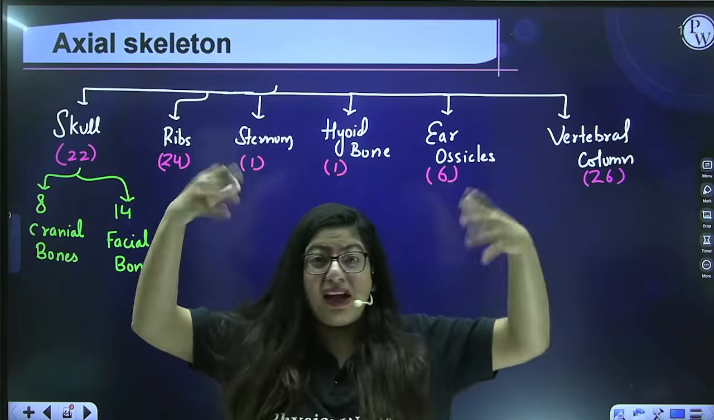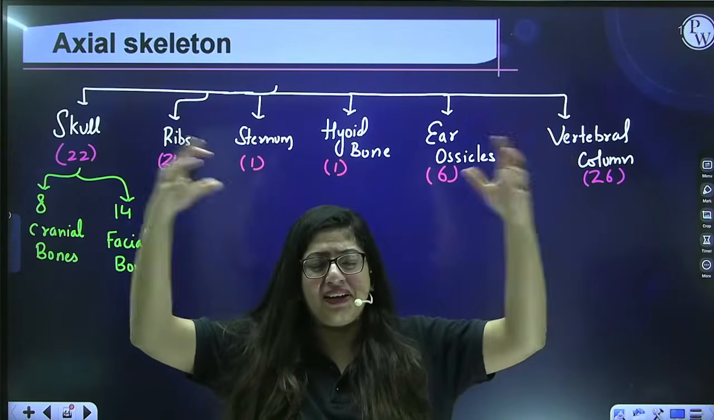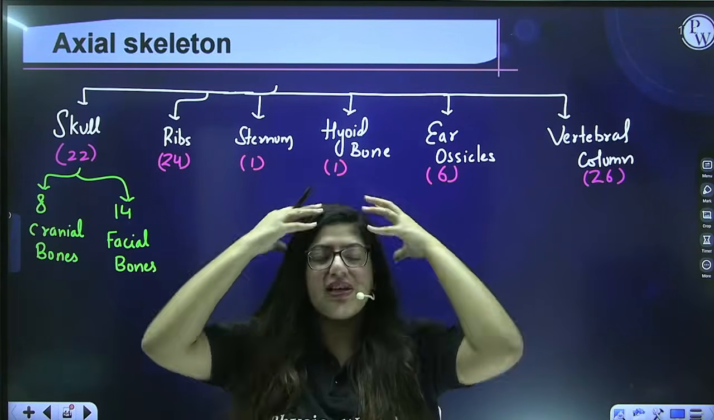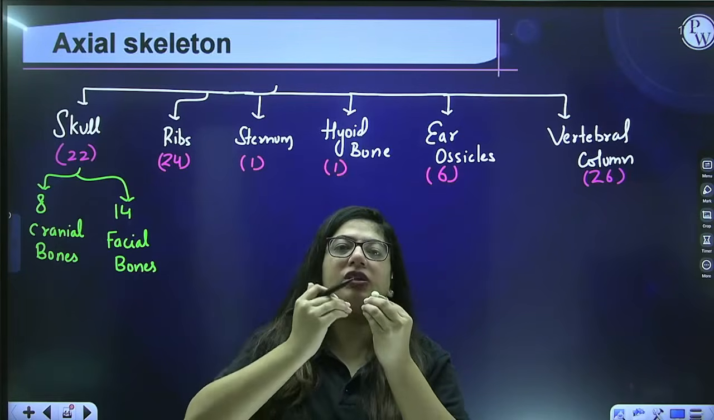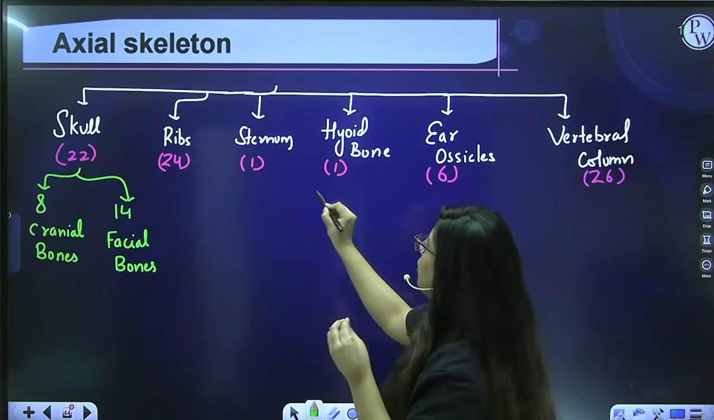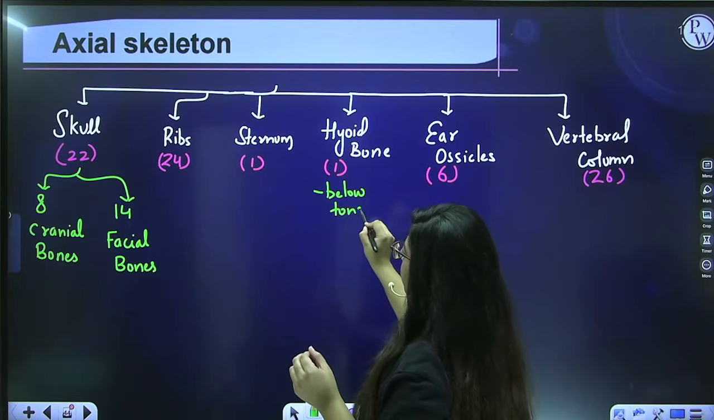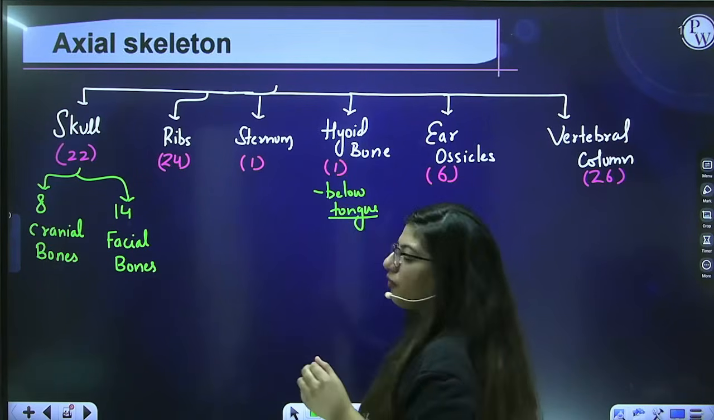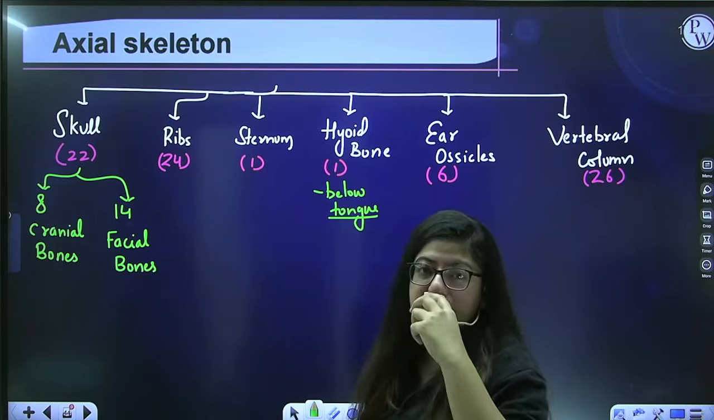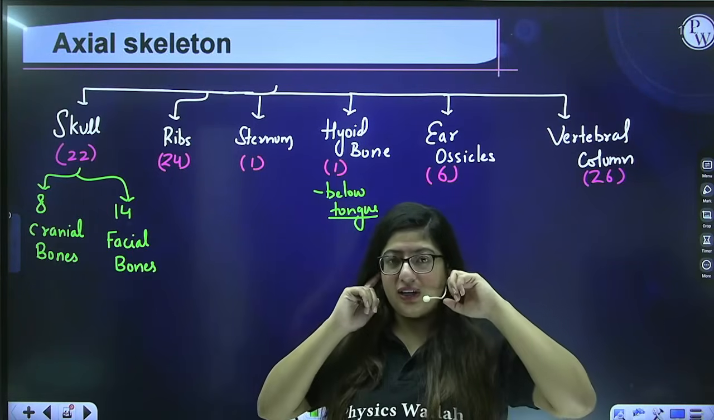Okay, let's imagine your body. You have everything, right? Skull, then move towards the mouth. Below the tongue, you have the hyoid bone. So the hyoid bone is the bone which is present below the tongue, at the base of the tongue. This is just one bone, a single bone. Then in the ear, you have the ear ossicles.